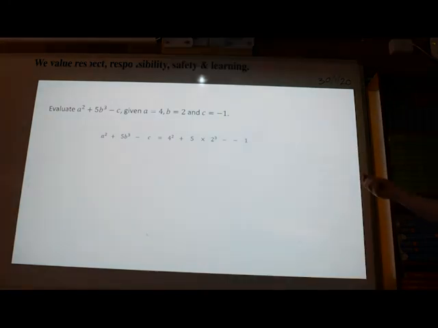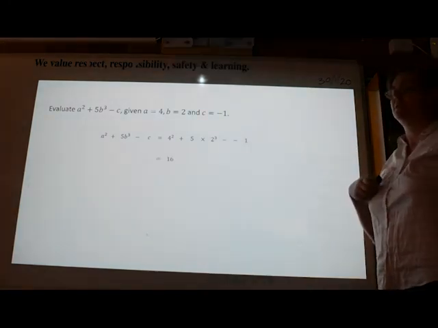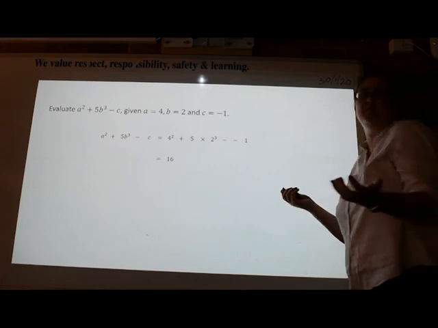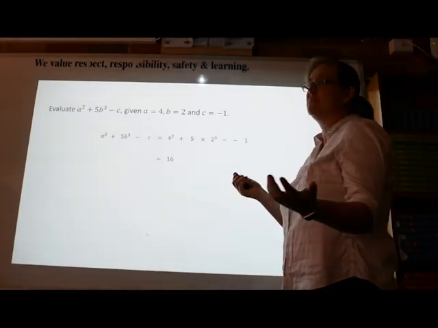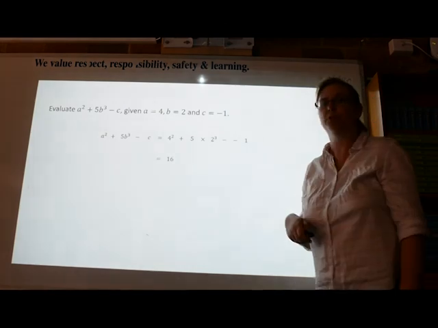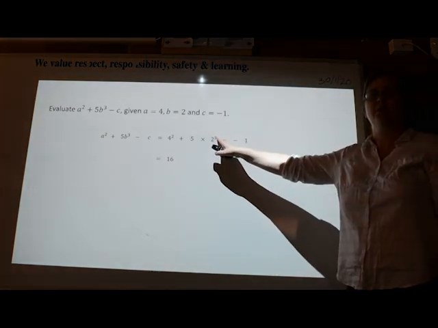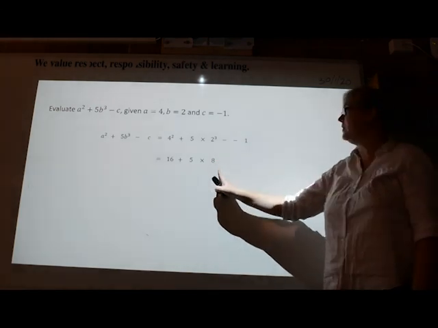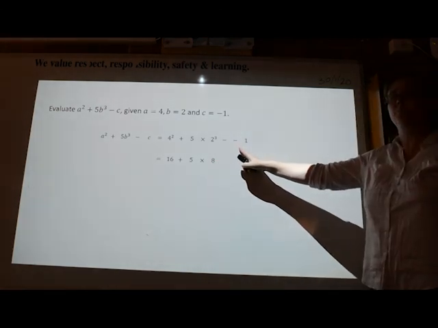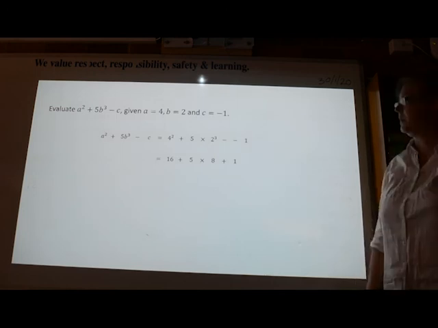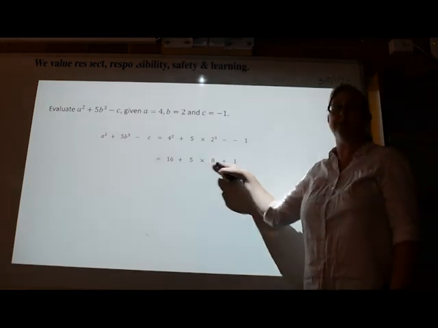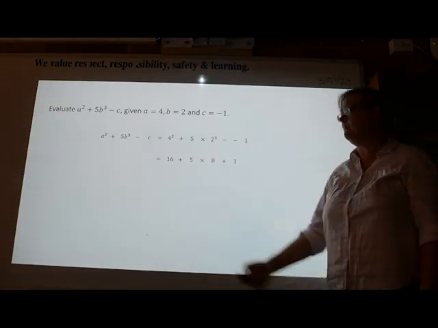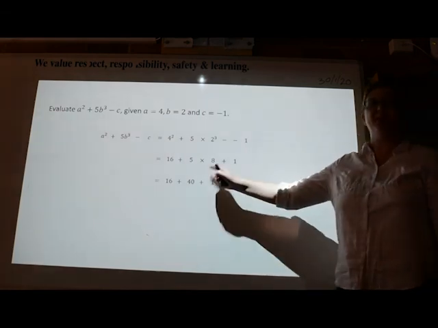Evaluate each bit. So 4 squared is 16. Does anyone disagree with that? No. What's 5 times 2 cubed? What is the 2 cubed going to be? 8. So let's do that out, just to make sure we're getting the right values in there. Now we're going to do this middle bit because it's easier to do each thing on a separate line. 5 times 8 is 40.